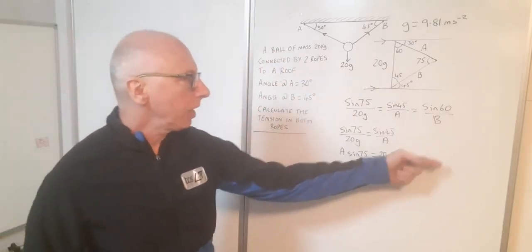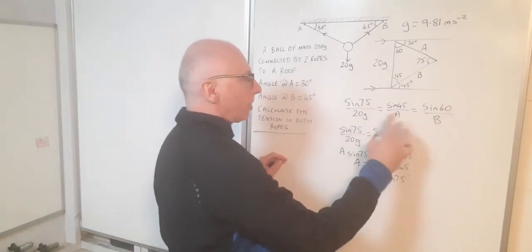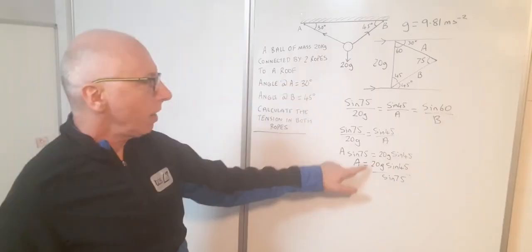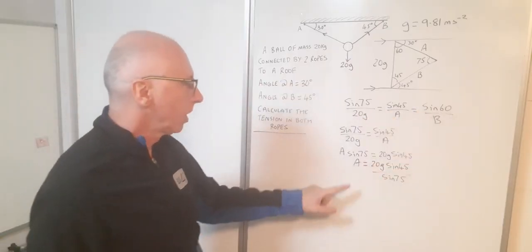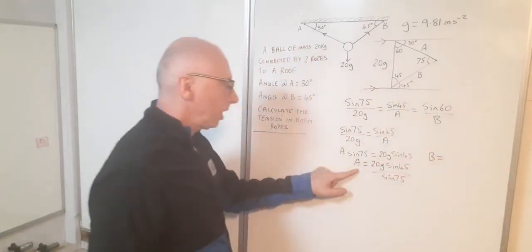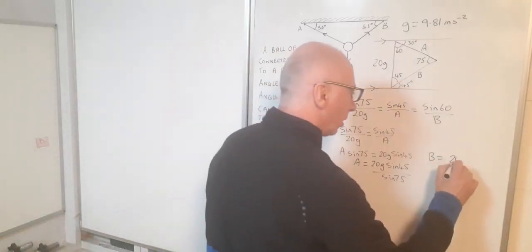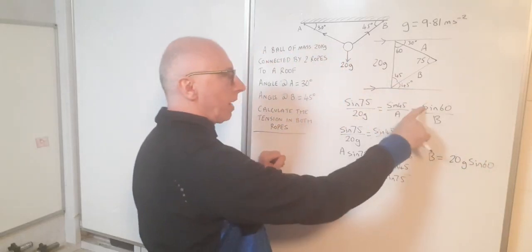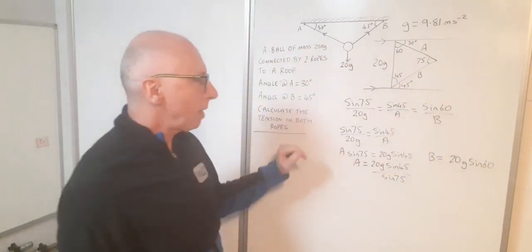So now let's do the B over here. So same thing again. If that's all multiplied and shared out and everything, we should end up with a similar situation. Except for the sine 45 here, we'll have a sine 60 here. So then we'll have B equals 20g sine 60. So you can see in this case that would end up over there, and then the sine 75 will end up there and the B will end up back there.